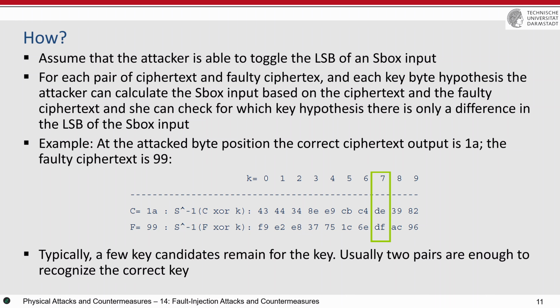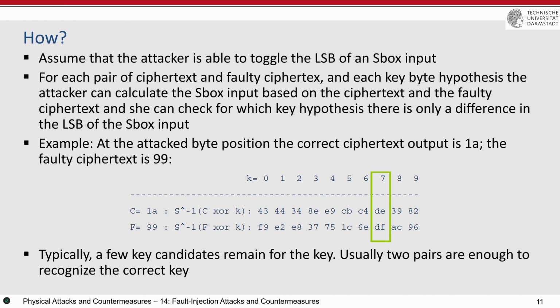Usually with only one pair, you do not get the correct key. Then you have to repeat this with another pair. It can be under exactly the same model, the same LSB, or even another model, for example, I now change the second bit of the SBox input. It doesn't matter, but usually with the same model, you need two pairs to recover the key of that SBox. It means you need two pairs for every key byte. Then in general, you need 32 pairs to perform the attack on all key bytes of the last round.